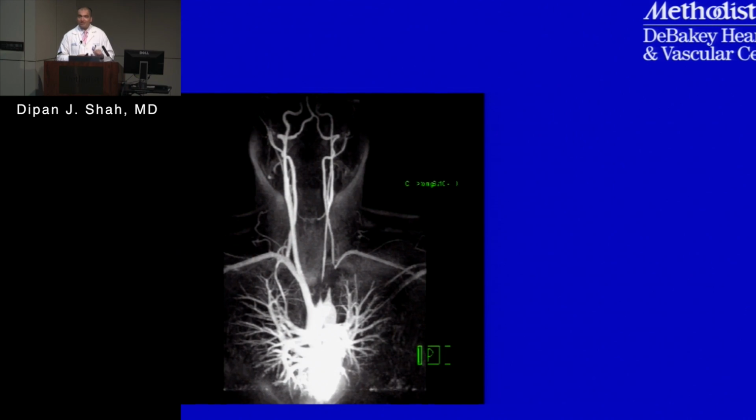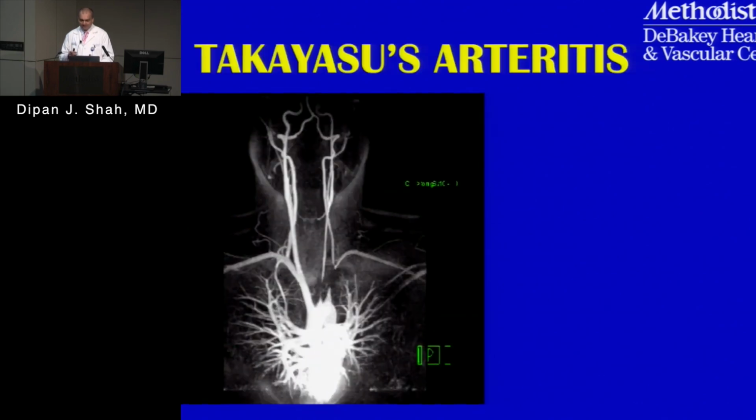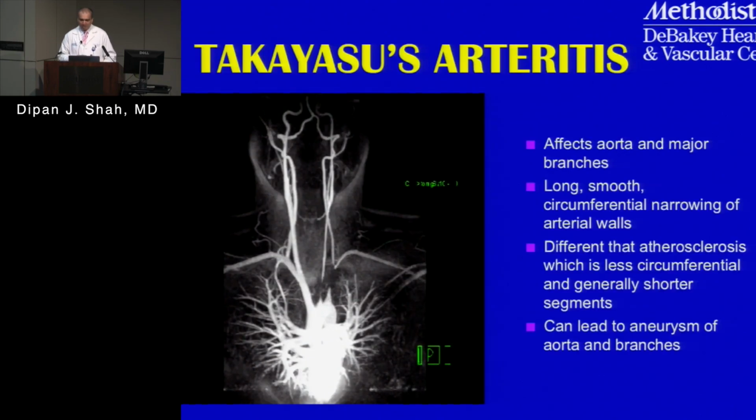Exactly. This is what you worry about, and so obviously for a case like this, we're going to go through and look at axial images to make sure there's not some extrinsic mass that's causing compression as well. But in this case, this is the classic finding you'll see with Takayasu's, where it affects the great vessels and causes these long stenoses, a long smooth circumferential narrowing of the arterial walls, and oftentimes it can lead to aneurysms as well.